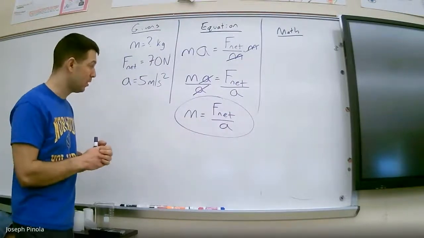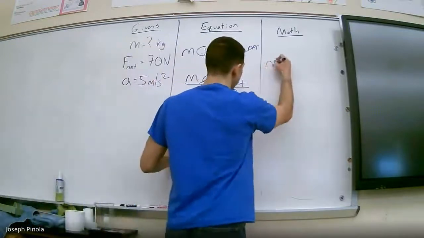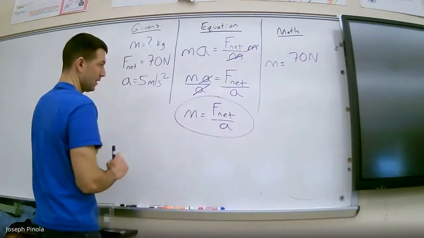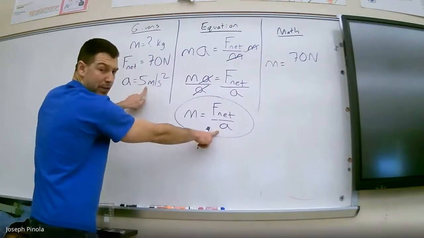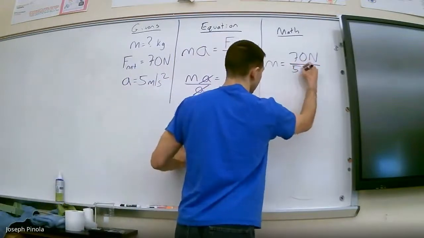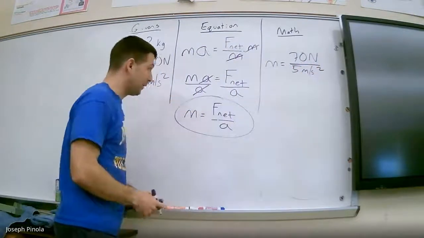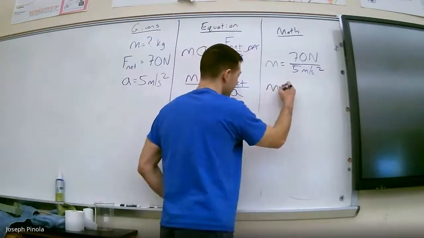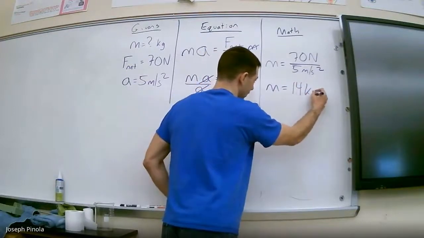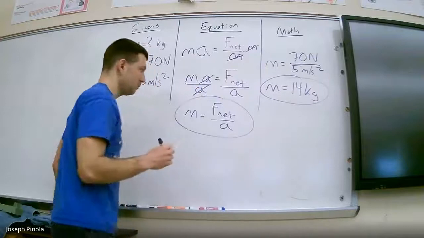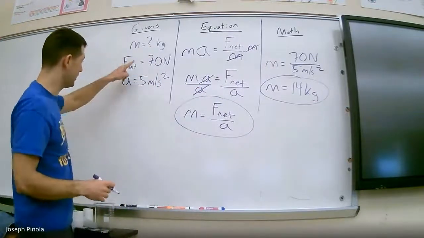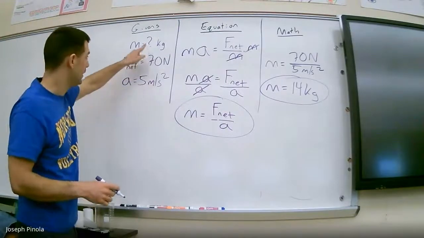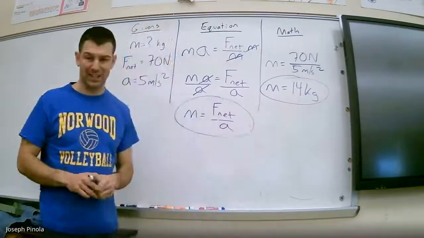So let's do that. We're going to come over to our math. m is equal to F net, which is 70 newtons, and a is equal to 5 meters per second squared. So I will take out my calculator and do 70 divided by 5. And I will find that the mass of the object is 14 kilograms. If an object experiences 70 newtons as a net force and accelerates at 5 meters per second squared, its mass must have been 14 kilograms.